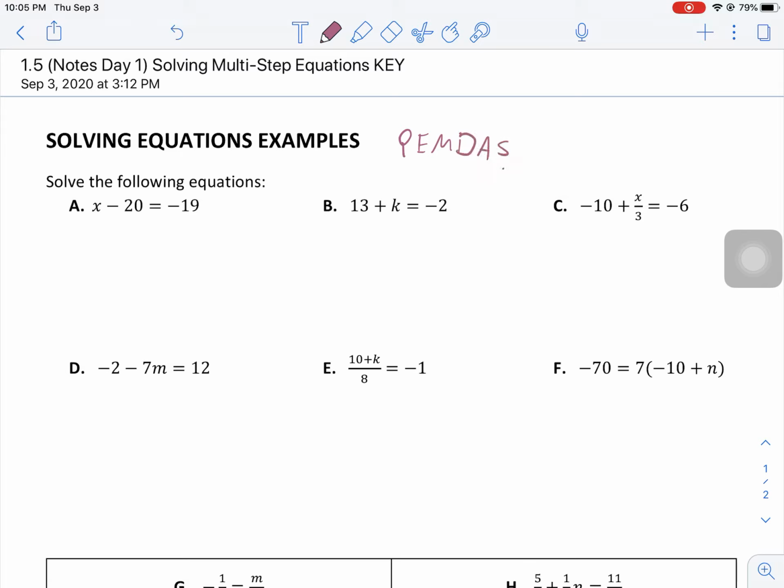But when we solve, we think of it backwards. So we need to do the adding and subtracting first, multiplying and dividing next, and then we get into the exponents, and then finally the parentheses. So, solve the following question.